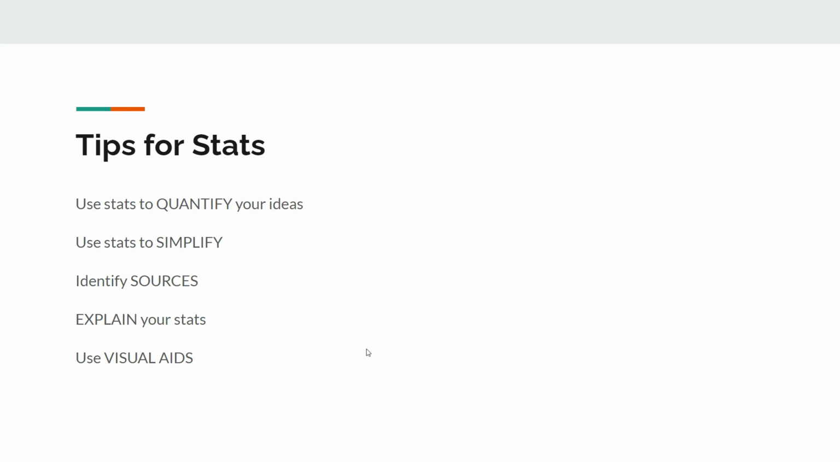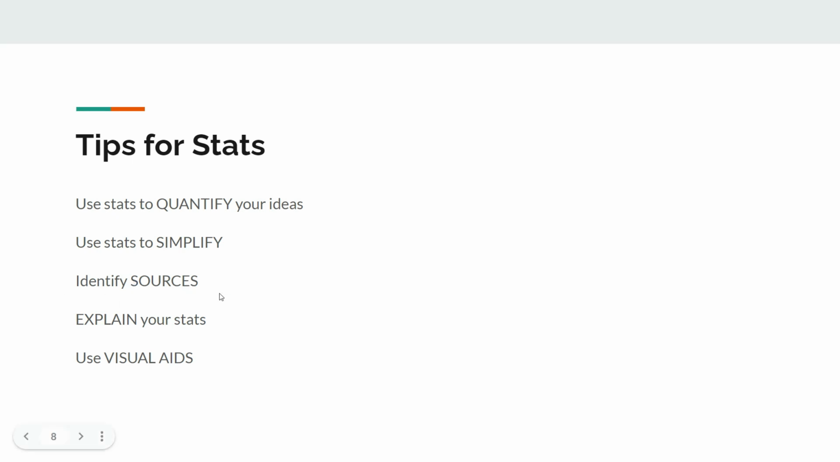We want to use stats anytime we have to quantify an idea. So anytime your speech has more or less or any words that indicate a quantity of something, we want to use stats to simplify, just like what we talked about with Hans Rosling before, where we took numbers and we distilled them down.